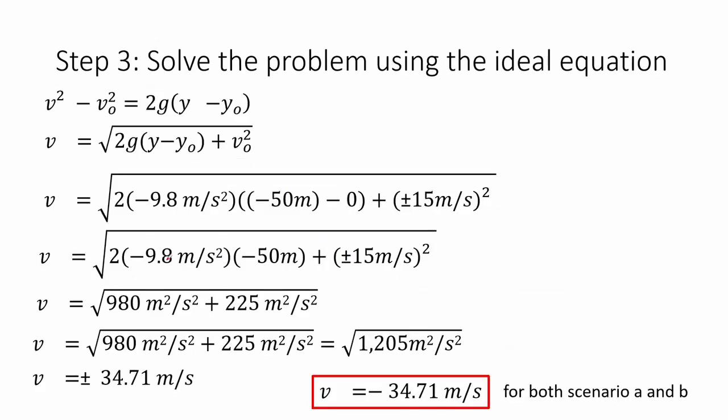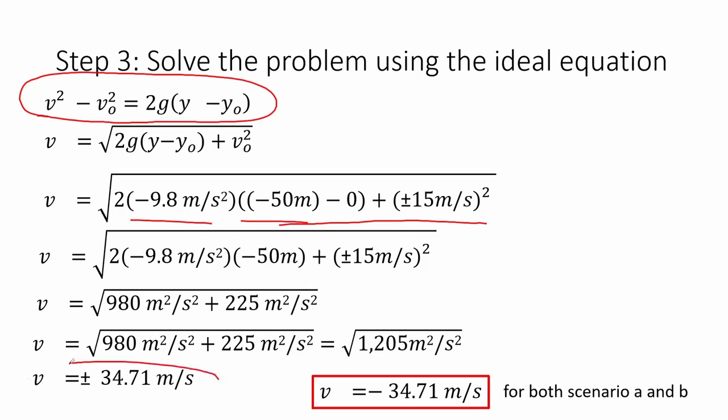We then solve using the ideal equation we obtained in step 2. Rearranging the equation to solve for the unknown. We then substitute the known values obtained in step 1. Upon solving we get two values for the final velocity as it reaches the water below the bridge, which is negative 50 meters. Logically, we will choose the negative value since it is falling downwards.